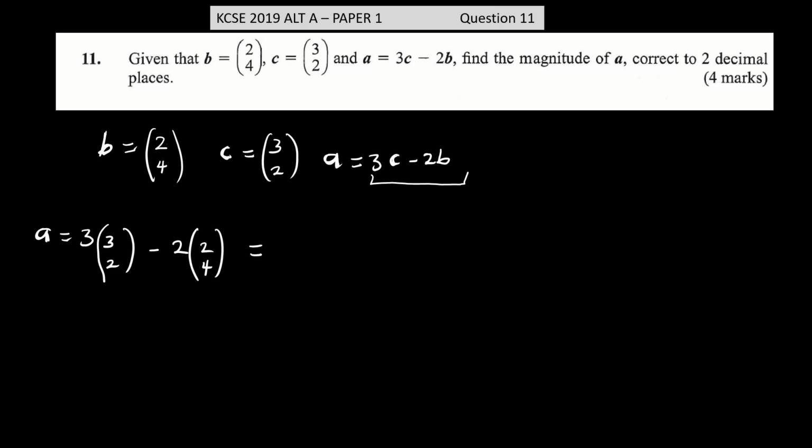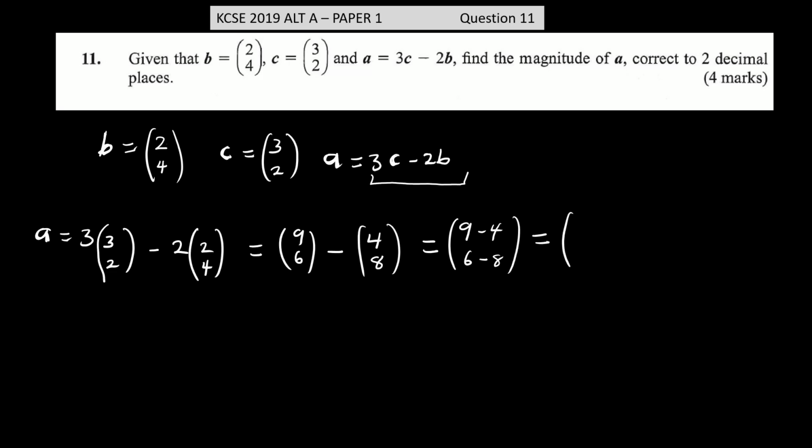Since this is scalar multiplication, 3 multiplies all the elements of vector C. So 3 times 3 is 9, and 3 times 2 is 6, minus the other part, 2 times 2 is 4, and 2 times 4 is 8. If you subtract using vector subtraction, we're going to have 9 minus 4 and 6 minus 8. So vector A is equal to 5, negative 2.